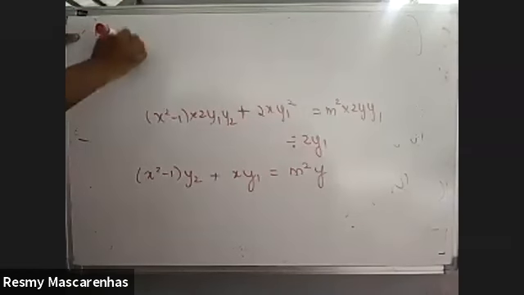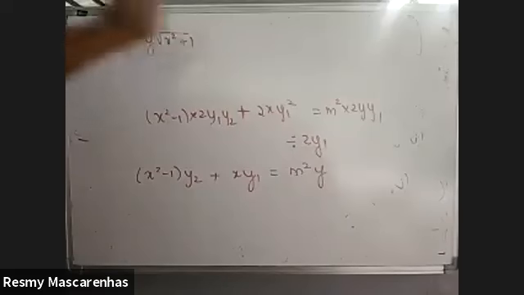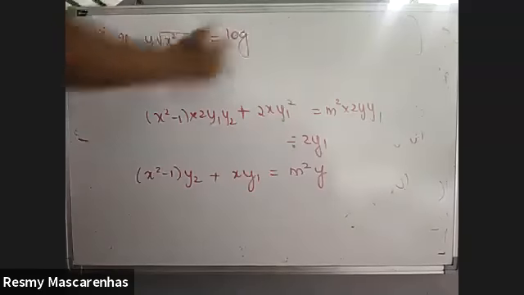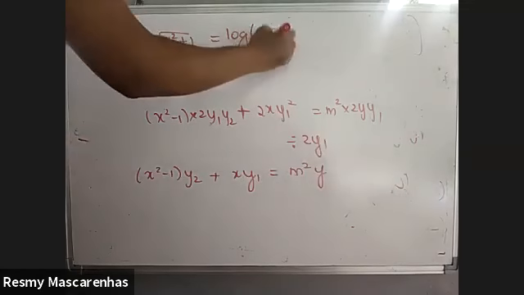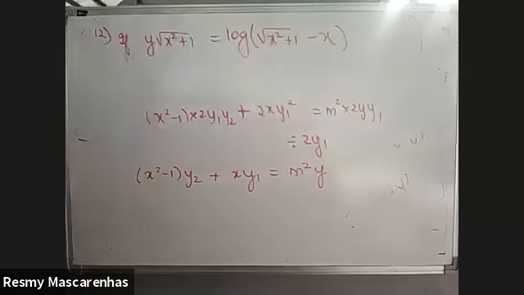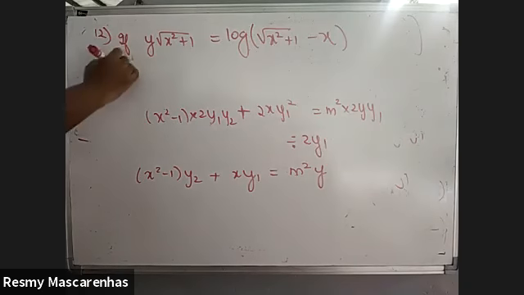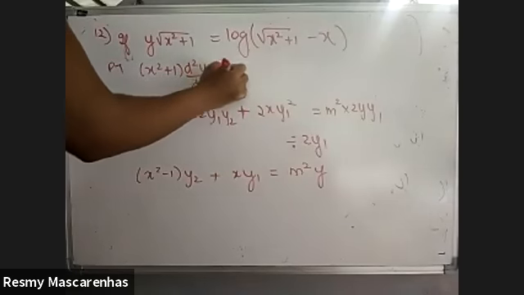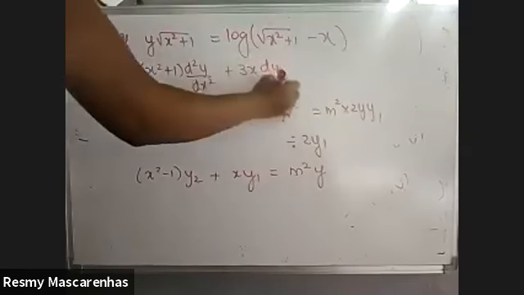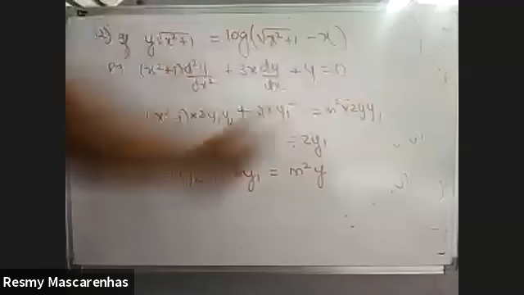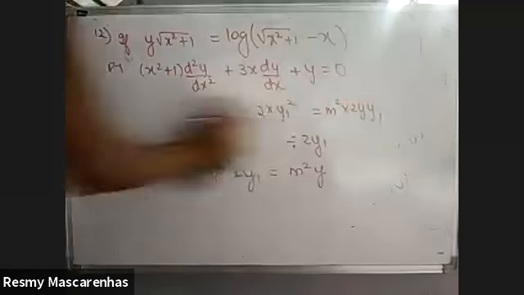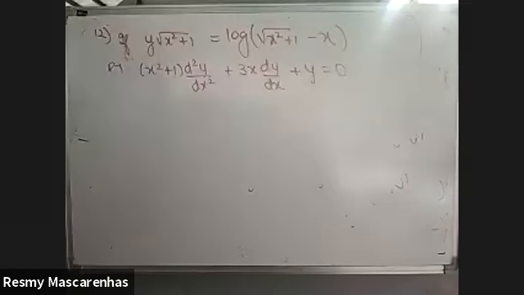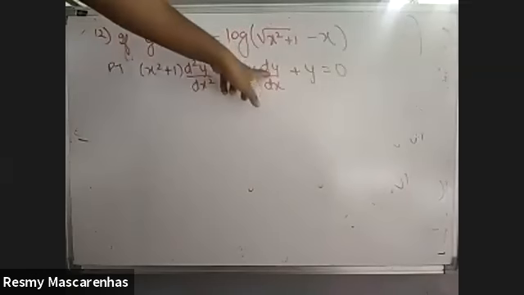If y into root of x square plus 1 is equal to log of something, prove that x square plus 1 d square y upon dx square, and so on. Here d square y upon dx square, same thing, it means what? Nothing but y2, and this is nothing but like y1.